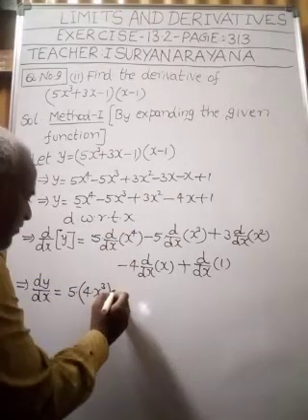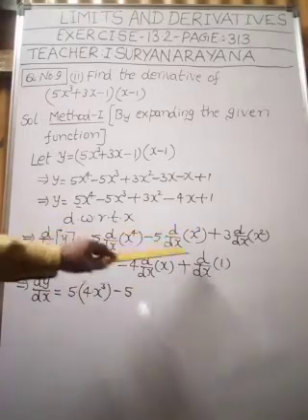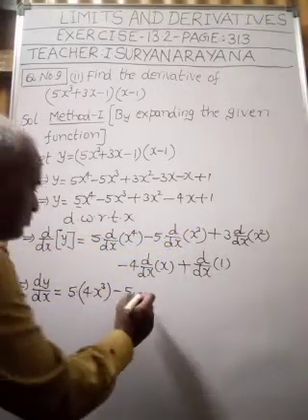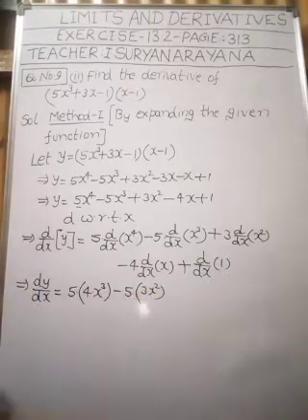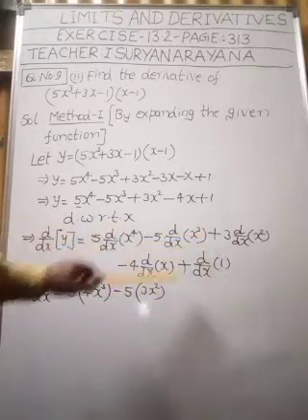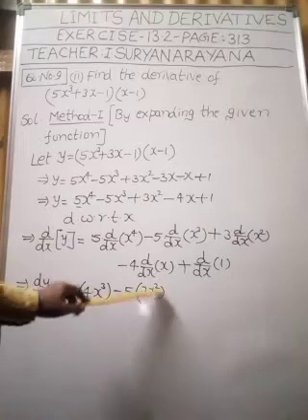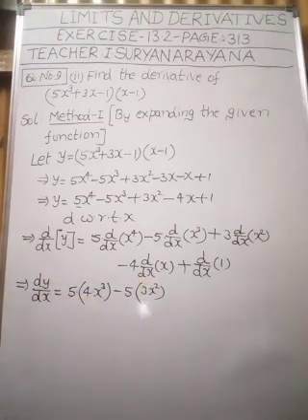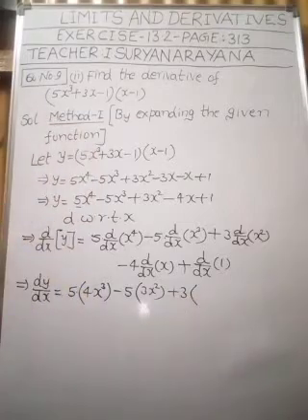Right, minus 5 into, let us come to the second term. Minus 5 into, what is the derivative of this second term? 3x square. Here n is equal to 3. So 3 into x power 3 minus 1, what will you get? x power 2. Okay, my children, understood this 3x square, right?